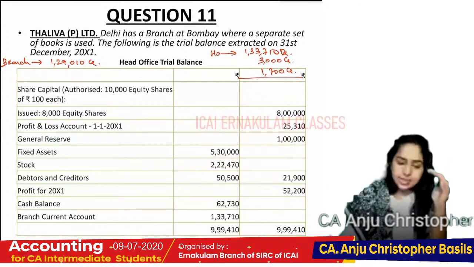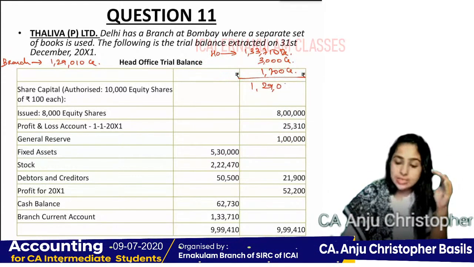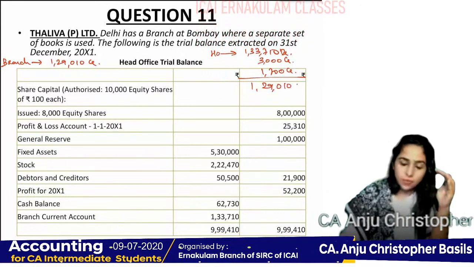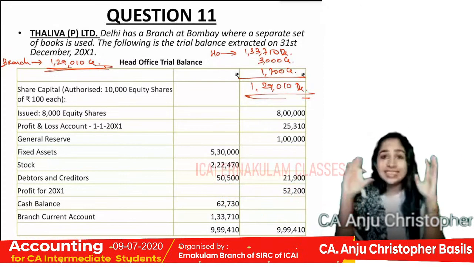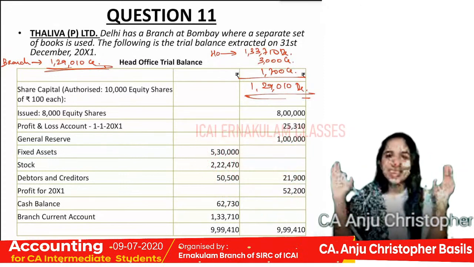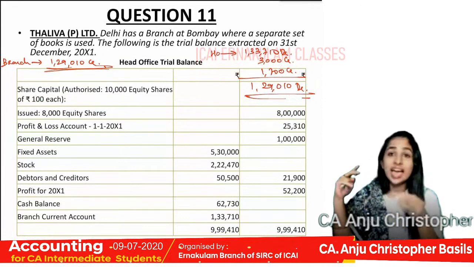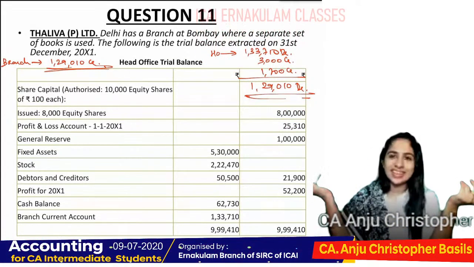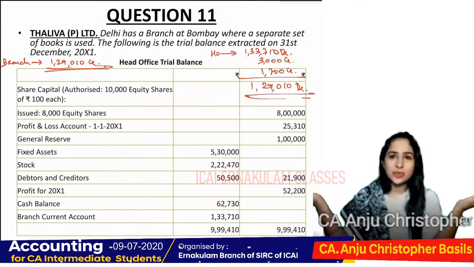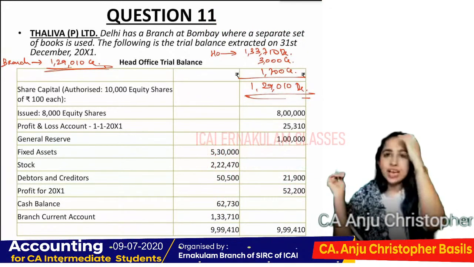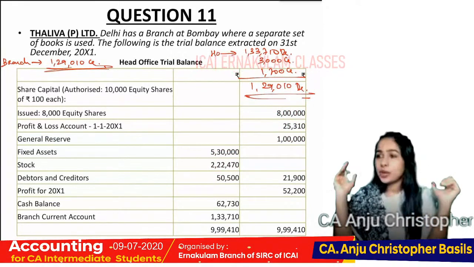So if you take the net difference, it will be 1,29,010 debit in the head office books and a credit in the branch books. So it tallies perfectly. It was because of these two entries which we were missing that the accounts were not tallying. So once we pass these two journal entries now, these things are sorted out. Are you clear on that, students? Are you able to follow it? Everybody, are you getting the concept?